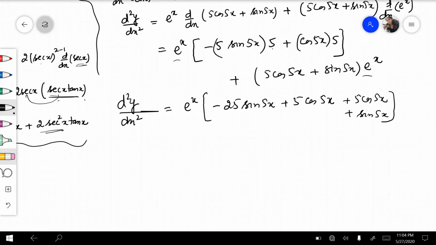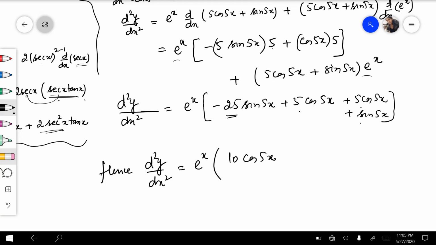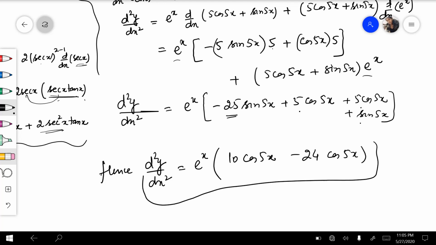Similar terms को add and subtract. Hence d2y upon dx square is equal to e raised to power x, 5 cos 5x plus 5 cos 5x, that becomes 10 cos 5x, and minus 25 plus 1, so it becomes minus 24 into cos of 5x. So this is our final answer.